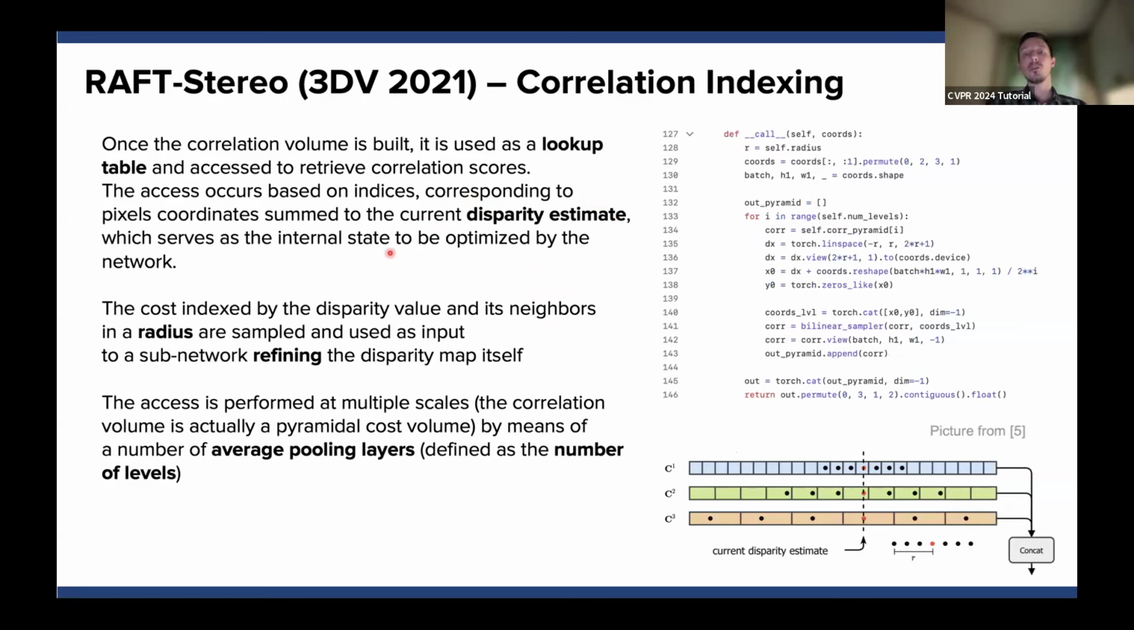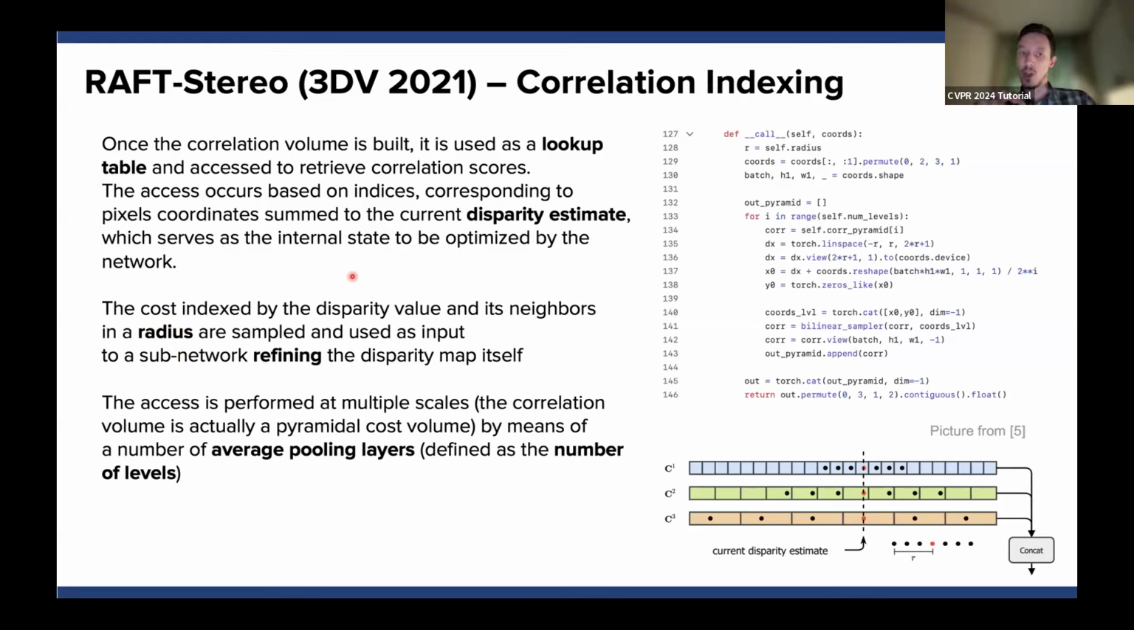but it is rather going to use this as a guidance. This means RAFT-Stereo has an internal state, which is the disparity map itself. It is initialized to zero, so we start from a zero disparity map. And given the disparity values for each pixel, we access the cost volume at that specific disparity hypothesis. Then, by accessing the cost volume, we sample some of the matching costs from the pixel itself and some of the neighbors. And these neighbors are defined, of course, by the radius hyperparameter I was referring to before.